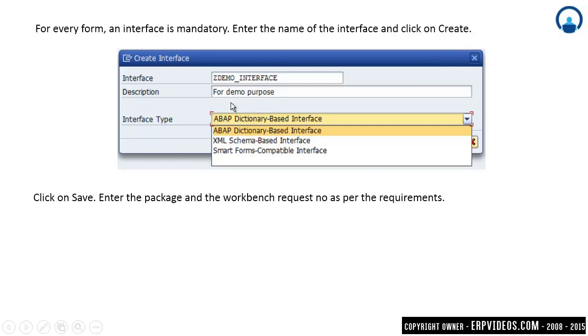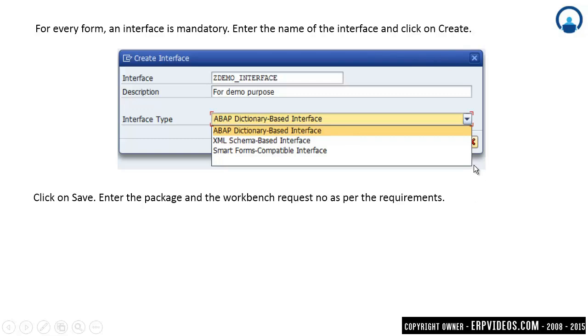Here we'll have to enter the description name of our choice, and we'll have to select the interface type. It could be ABAP dictionary based interface, XML schema based interface, or SmartForms compatible interface. Here we will select ABAP dictionary based interface and then click on the create icon.